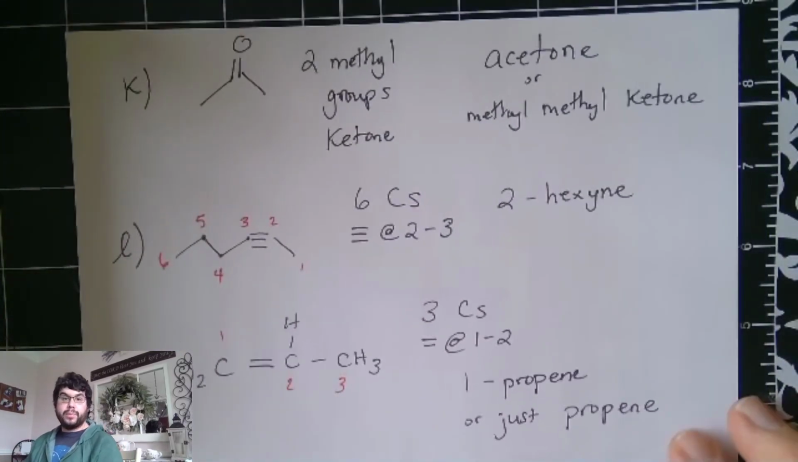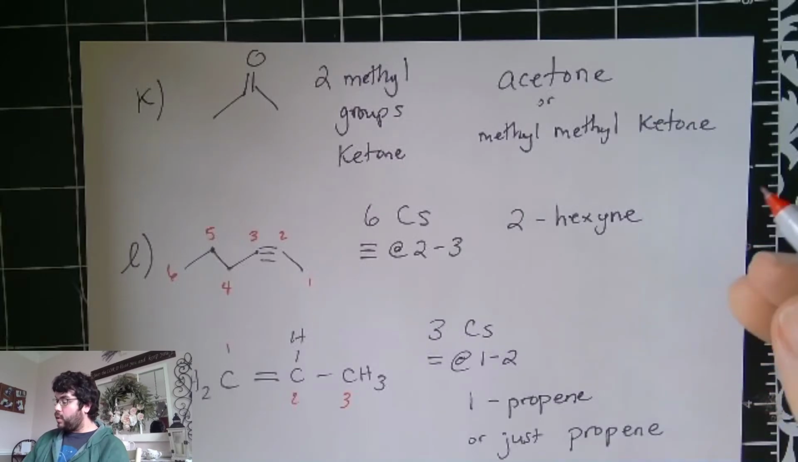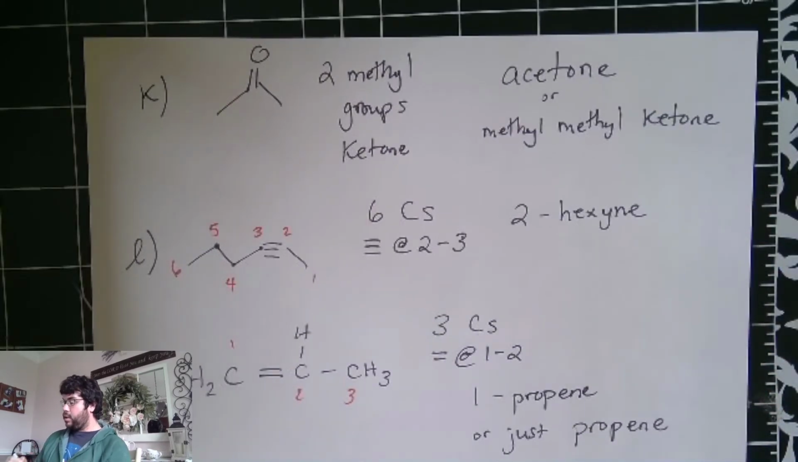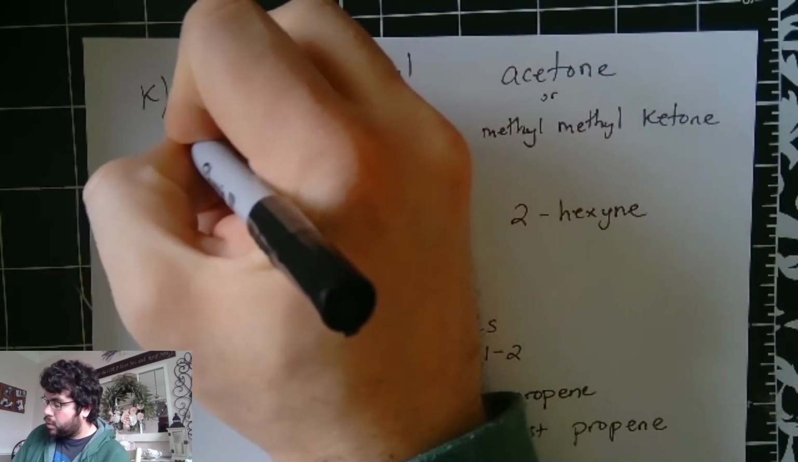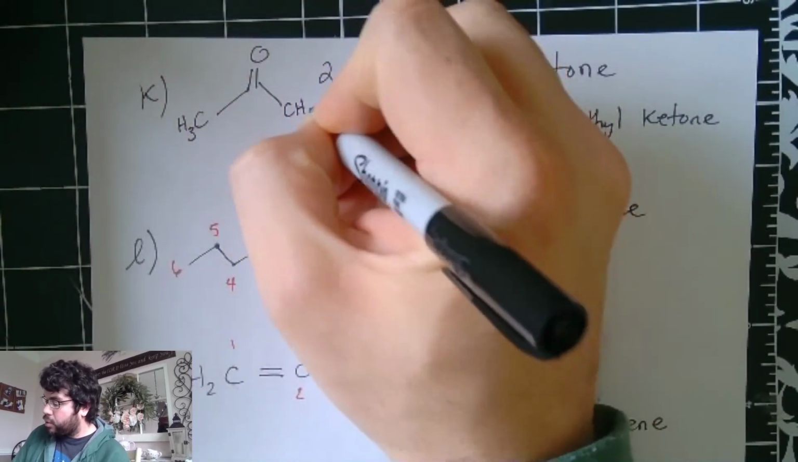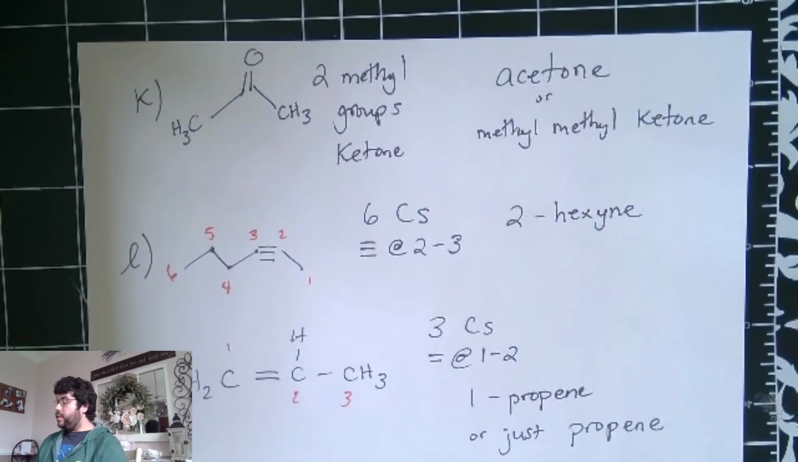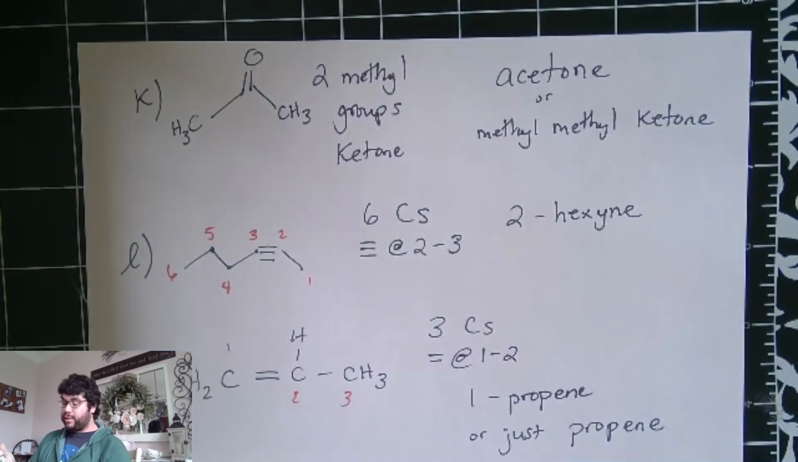Okay, last ones. So this is a ketone as well. We've got in the very center the carbon and then methyl groups on the sides there. This would be traditionally called acetone, but you could call it methyl-methyl ketone as well. I'm sure there's other names for it, but most people are going to call this acetone.